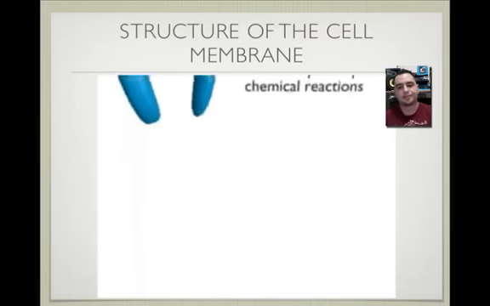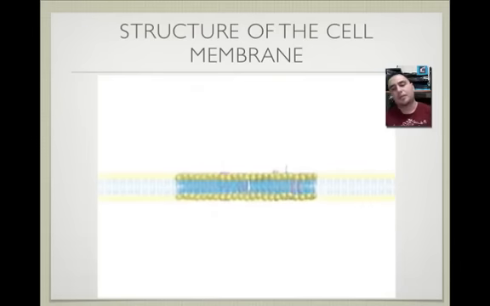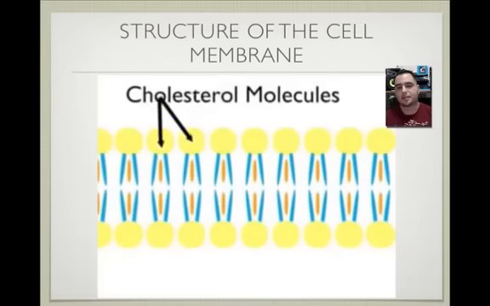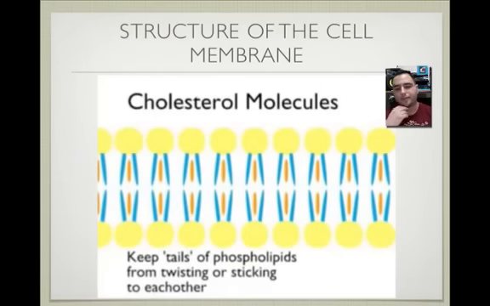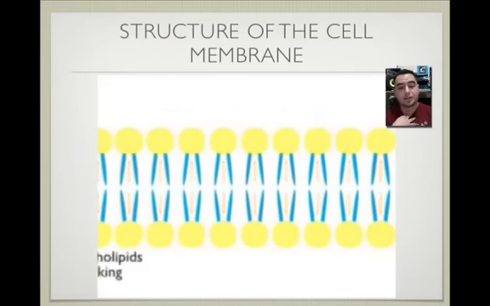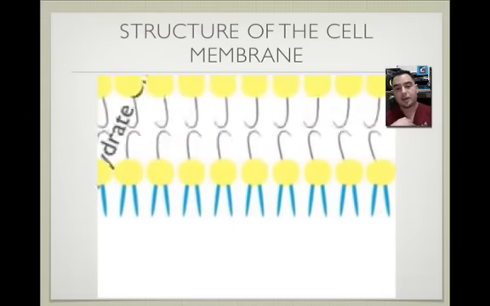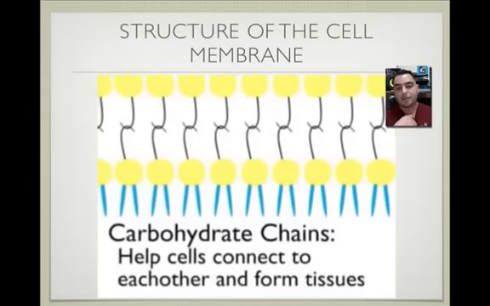So there you go. It's also called the fluid mosaic model because you notice that the proteins can move through it and move in a very fluid-like way. So you have the cholesterol molecules that keep it from becoming unstable. You have carbohydrate chains. They help the cells connect to each other and form tissues. You have surface protein markers that are like ID tags for the cell, so the immune system doesn't destroy it.